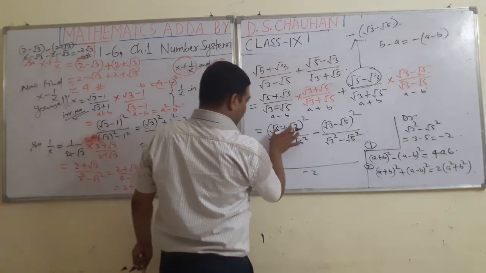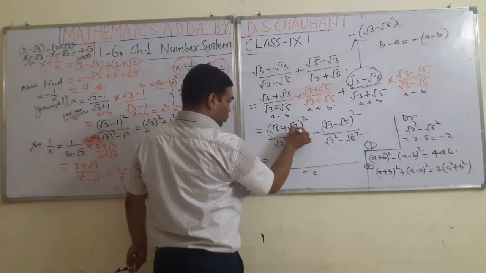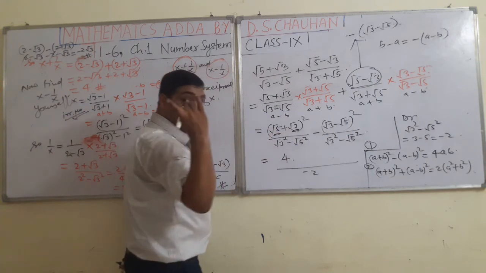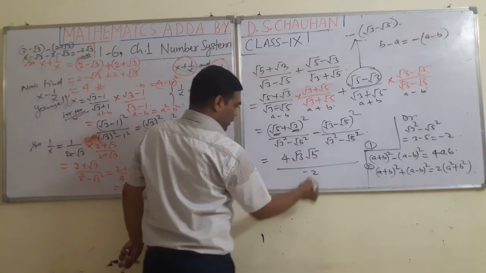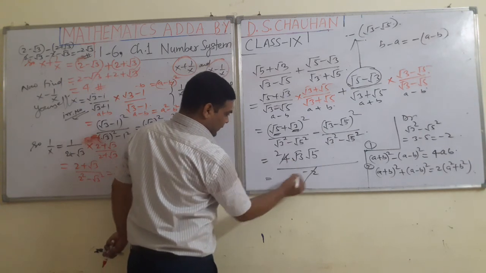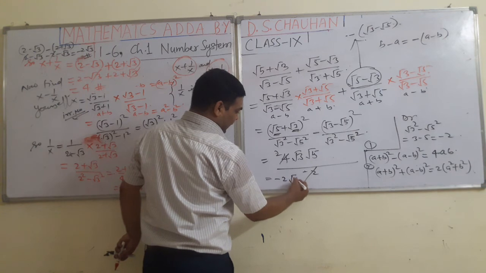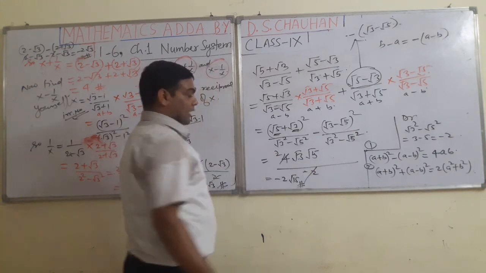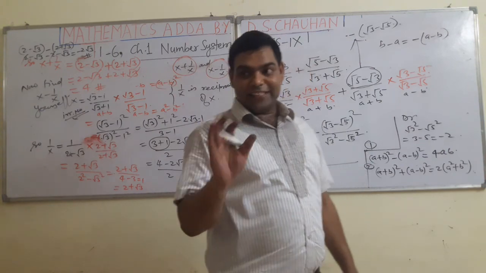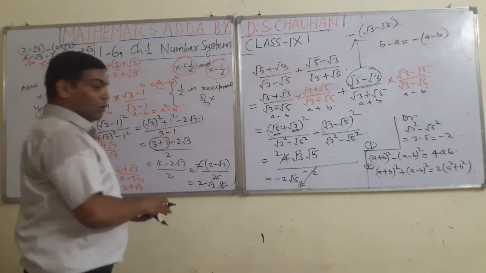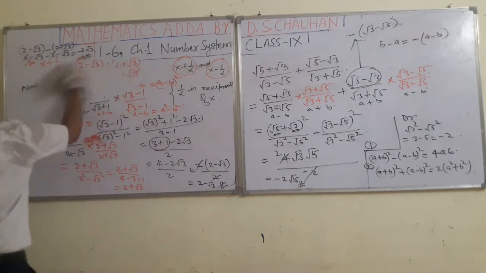So what you can note down here? You can note down a for root 3 and b for root 5. So this is 4 times root 3 into root 5, upon minus 2. 2 2s are 4. This is minus 2 root 3 into root 5, root 15. This is the answer, and same answer we have got in the previous method. Is it clear? Okay. Now the last thing I am going to discuss, try to understand.